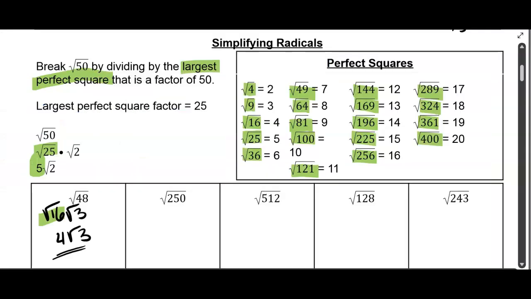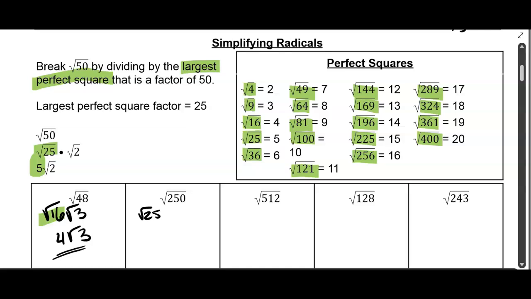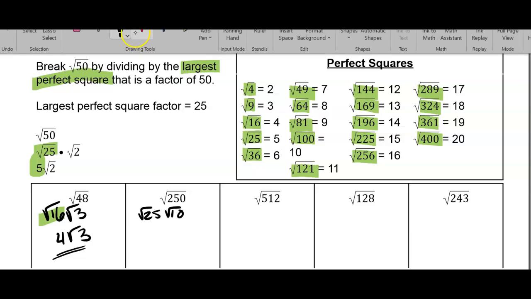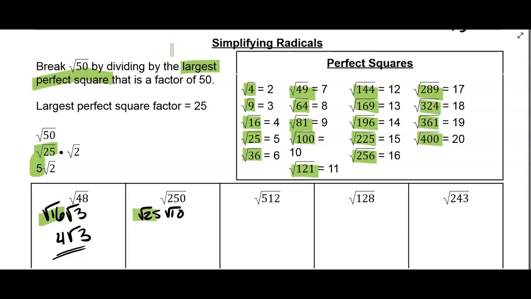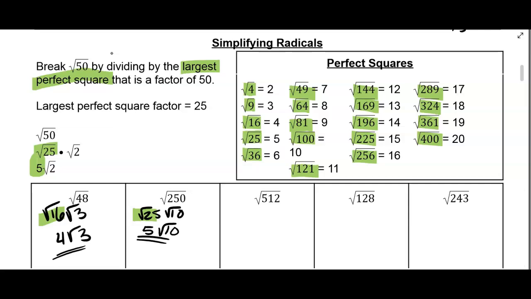10 and 25. Now once again, I'm going to write my perfect square first, just because it's going to end up going in front of the radical. It should always go in front of the radical. So I'm going to say 25 times square root of 10, which makes sense. 25 times 10 is 250. And I know that 25 is a perfect square. That's why I chose it, because I can simplify the square root of 25 to be 5 and keep the square root of 10. Now 10 is not a perfect square, so I stop here. And my simplified version of square root of 250 is now 5 square root of 10.